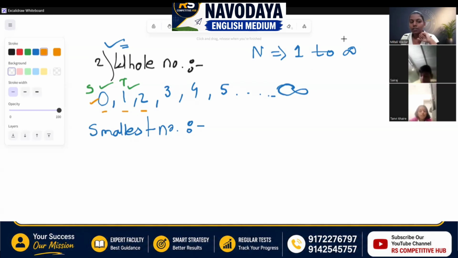In natural numbers, why do we say that 1 is the smallest? Because in this series, we started to count from 1, right? And in whole numbers, we are starting to count from 0. So 0 is the smallest number in the whole numbers. In whole numbers, which is the smallest number? That is 0. Okay. You have to always cross check yourself.